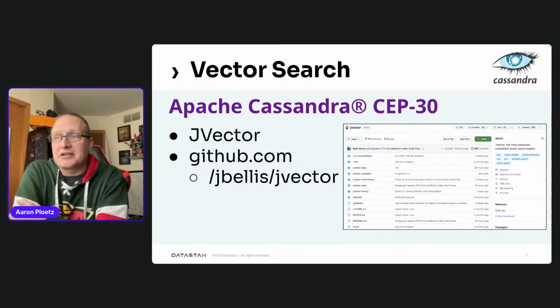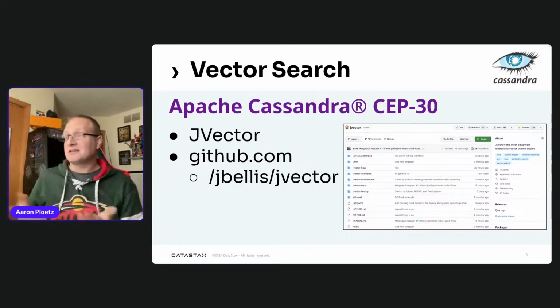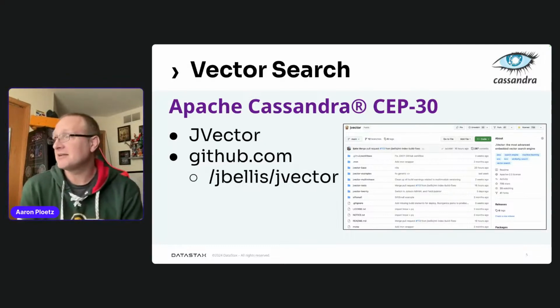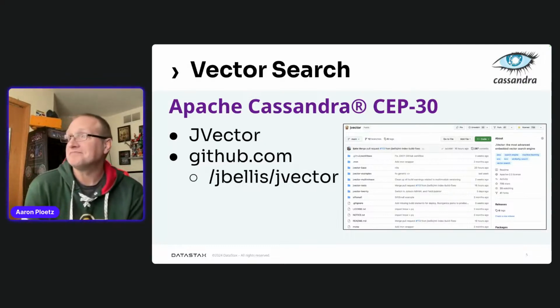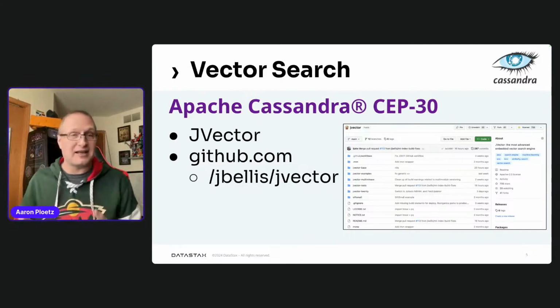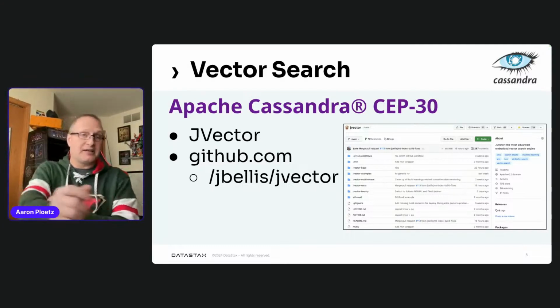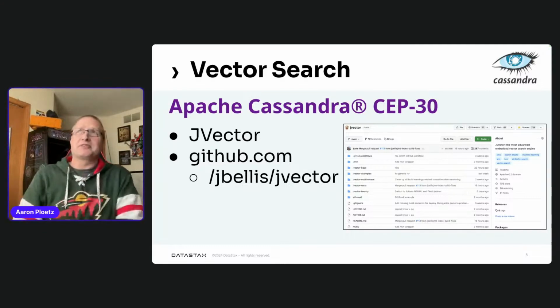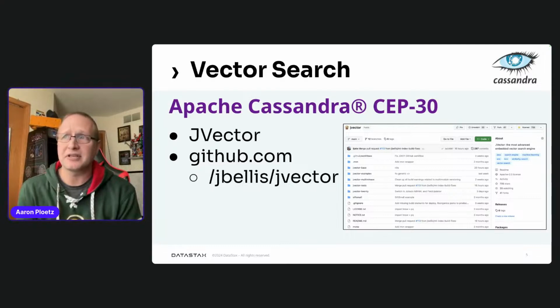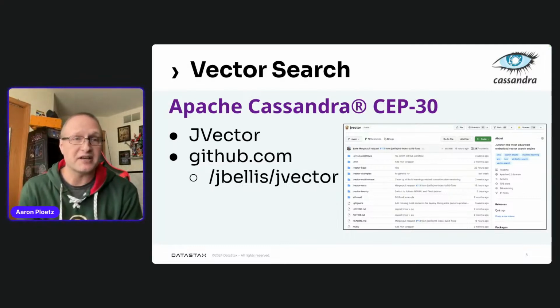It's out at github/jbellis/jvector, and you can see how Jonathan put this all together. He did have some help, of course, too. The idea here is that this is what AstroDB is running on top of. I think AstroDB is running on top of JVector v3, and currently in Cassandra 5 is JVector v1.